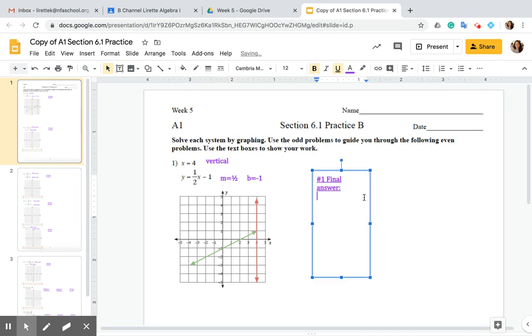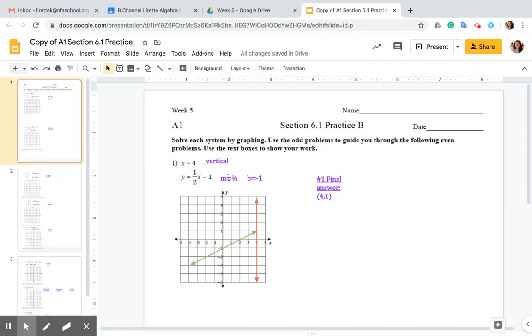That's my final answer. So I need to make sure that I write that as an ordered pair. So remember, the x value goes first, and that's going to be the x value for this ordered pair. It crosses at an x value of 4. I'm going to write a comma, and then I'm going to write the y value. The y value is right here, 1. So my ordered pair, my point of intersection, is at 4, 1.